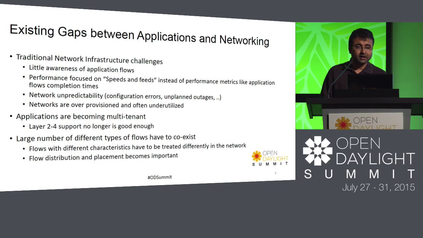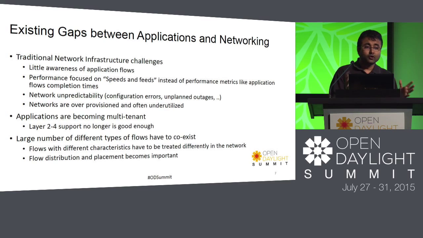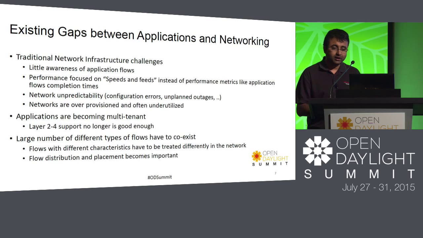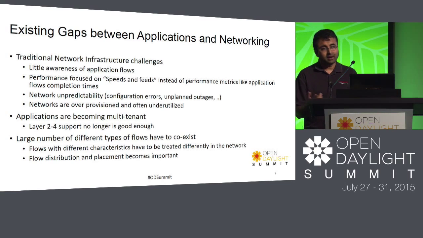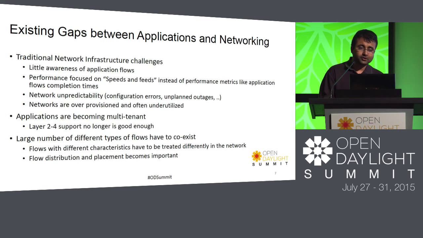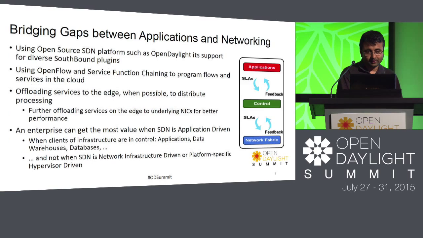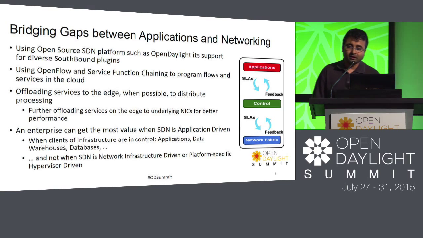We need some kind of deep packet inspection wherein we actually map layer 5 to layer 7 flows into these sets of layer 2 to layer 4 flows. I'll talk more about this later on. No flows are created equally, which means that there are different types of flows with different characteristics, which means that they have to be handled differently in the network. And that also means that the distribution of flows and placement of flows becomes very important, right? Obviously, we need to bridge this gap that exists today between application and networking.